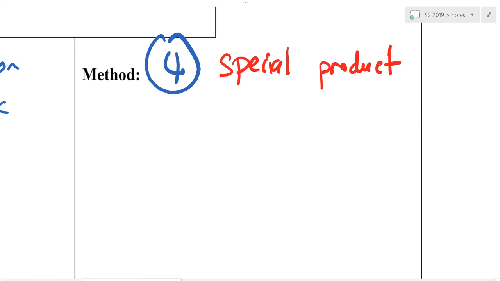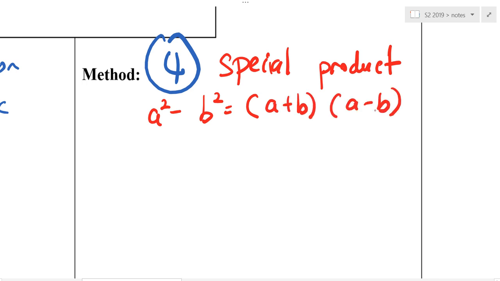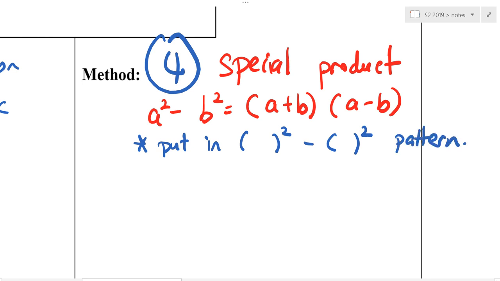Excuse me. Can I write down the formula for you? So this is what you write. A squared minus B squared. What's the answer? A plus B, A minus B. Now, can I write down the important thing? You have to put in this pattern first. Can I give you 2 examples to summarize this? Can. Okay, let's start. Now, can you write down example 1?